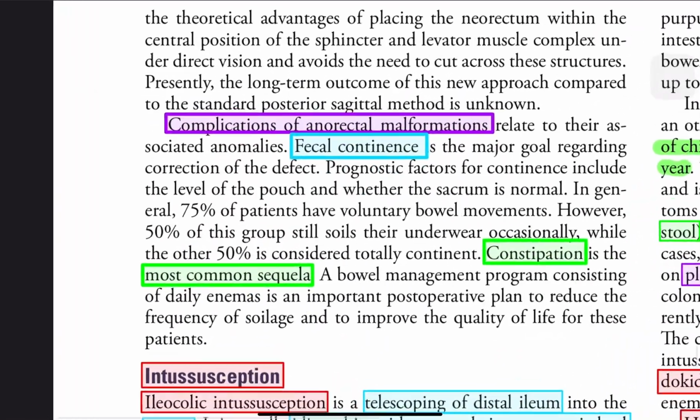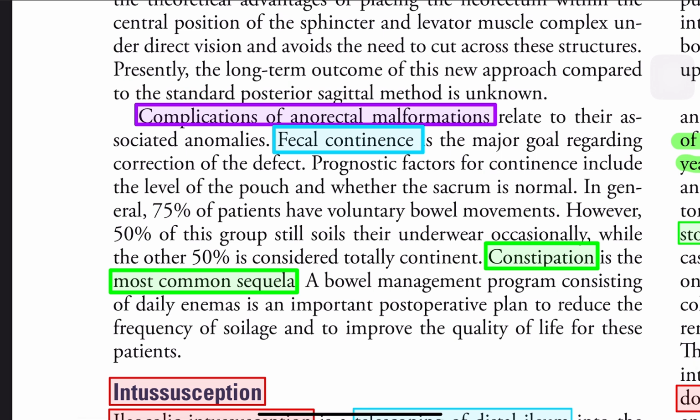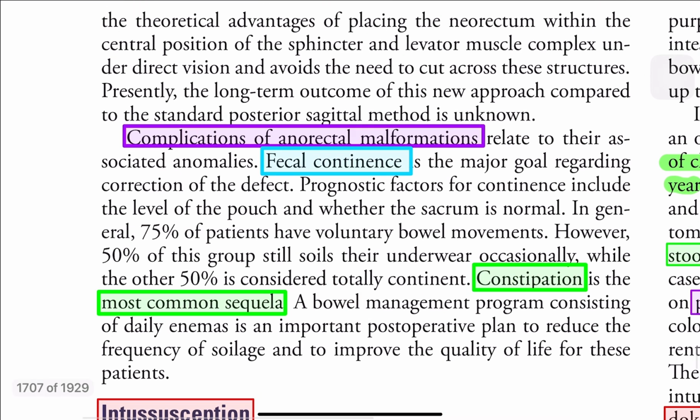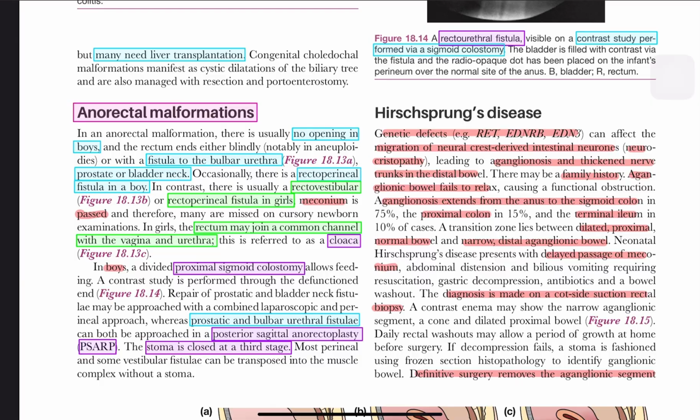So a few more points. A complication of anorectal malformation: fecal continence is a major goal you have to achieve, and constipation is the most common sequela. This is asked. Okay. Let's see what is given extra in Bailey. A few more points.